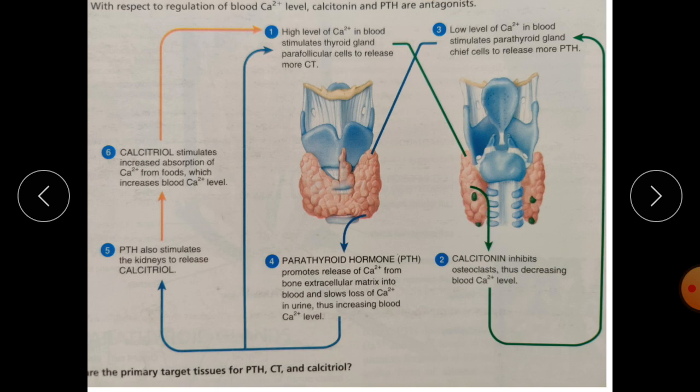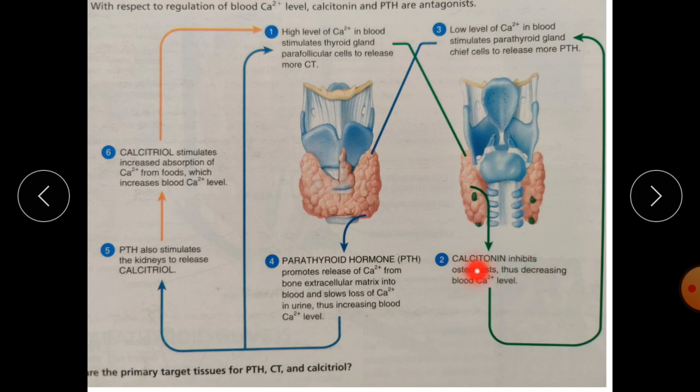So here, this is the first point. When there is a high level of calcium in the blood, it stimulates the thyroid gland, from the parafollicular cells, from the C cells, to release more calcitonin. Calcitonin, as we know, is responsible for decreasing the level of calcium in the blood by moving it into the bone. Now what will it do? From here it will come here.